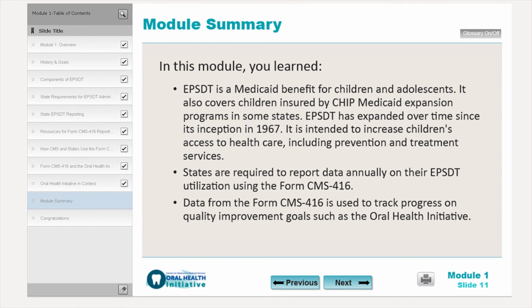Let's review the Module 1 summary. In this module, you learn that EPSDT is a Medicaid benefit for children and adolescents. It also covers children insured by CHIP Medicaid expansion programs in some states. EPSDT has expanded over time since its inception in 1967. It is intended to increase children's access to health care, including prevention and treatment services. You also learn that states are required to report data annually on their EPSDT utilization using the Form CMS-416. And finally, you learn that data from the Form CMS-416 is used to track progress on quality improvement goals such as the Oral Health Initiative.